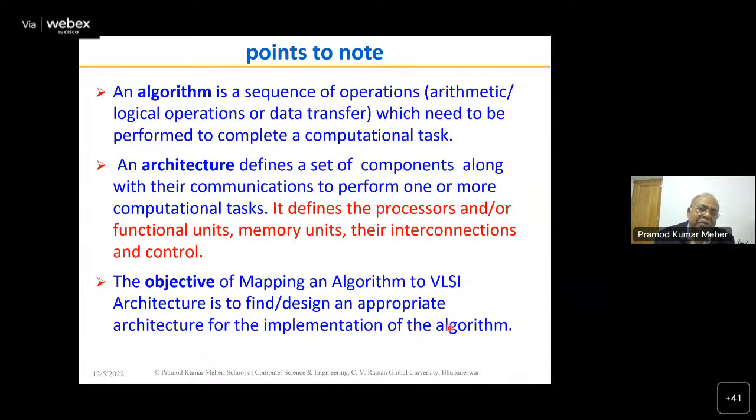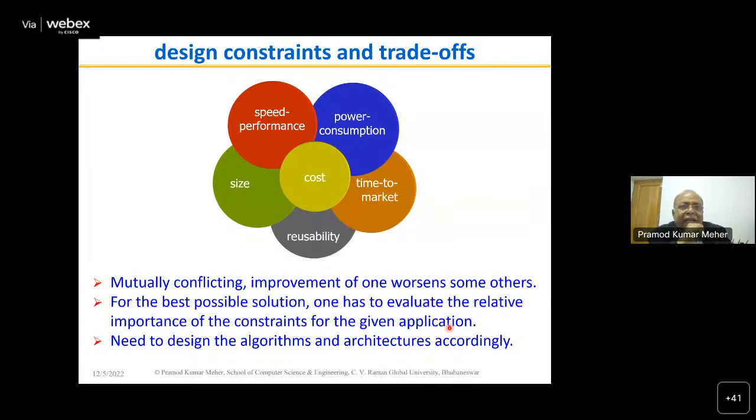According to the constraints of the application, the constraint may be cost, speed, or power. Based on that, the architecture should be designed, and the algorithm needs to be modified to have a matching. So far as the design constraints are concerned, often the speed performance is a vital thing. Unless you meet the speed requirement, the system is not going to work. So speed is something we must look at to have the functional correctness of the circuit or the dedicated hardware or the architecture we intend to design.